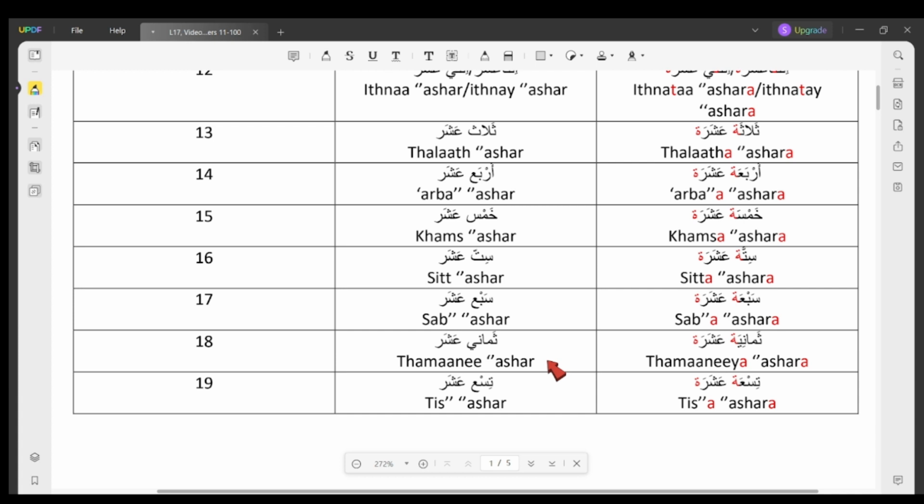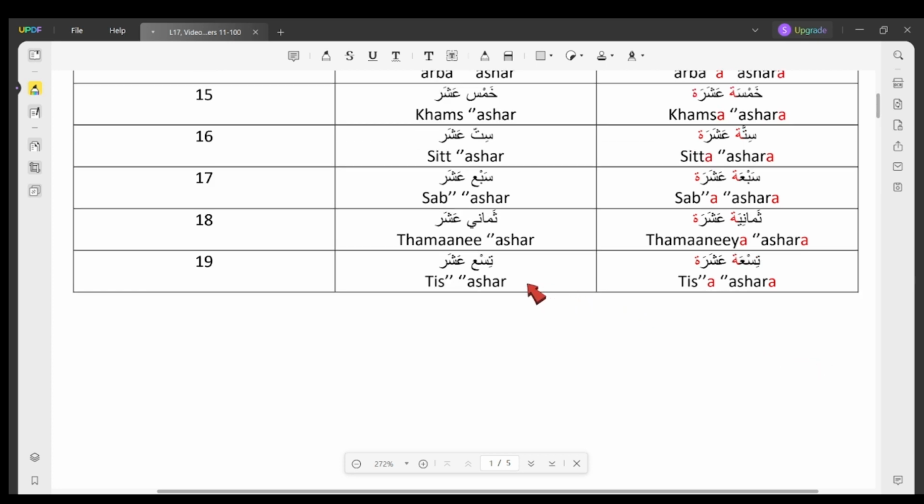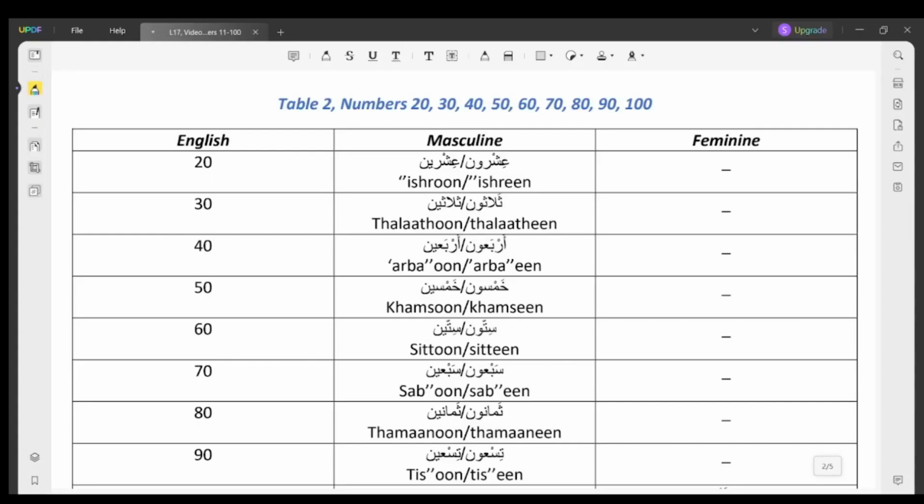18, ثماني عشر. Feminine, ثمانية عشر. 19, تسع عشر. And the feminine, تسعة عشر. Alright, now let's move on to Table 2 to learn how to say numbers like 20, 30, 40, and so on. These numbers have only a masculine form, so you don't really have to worry about the feminine form.